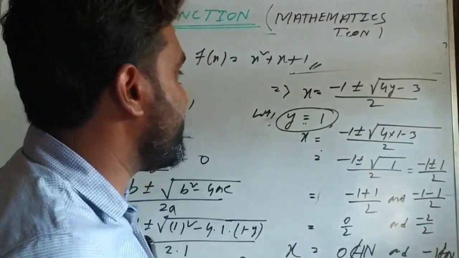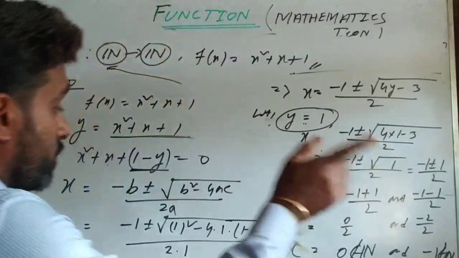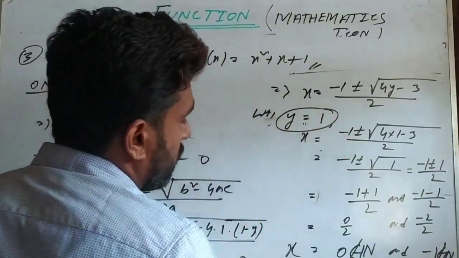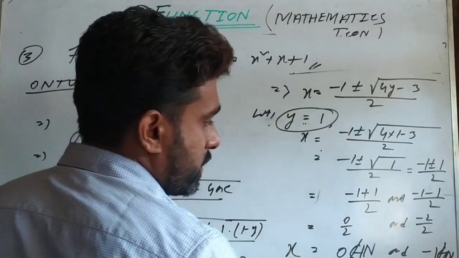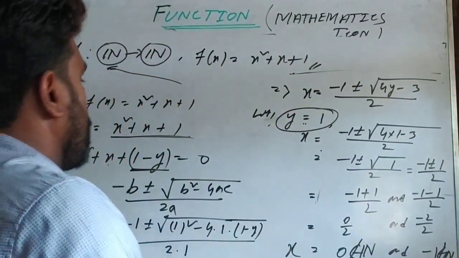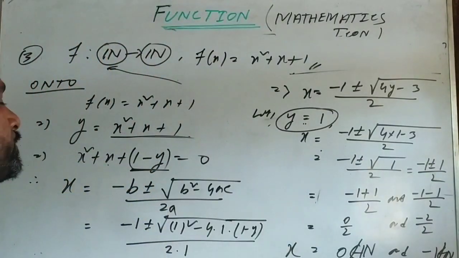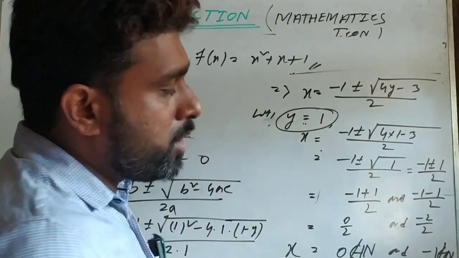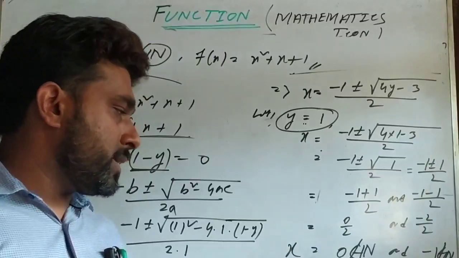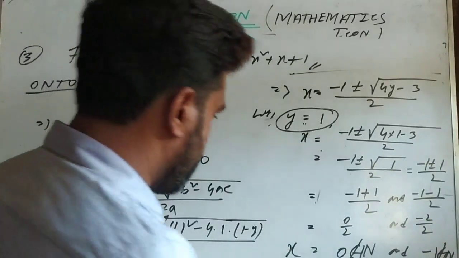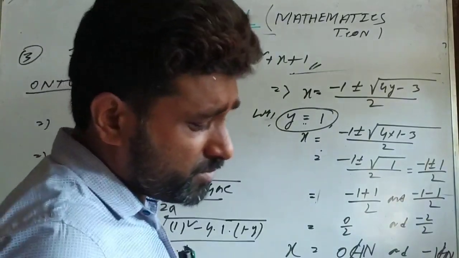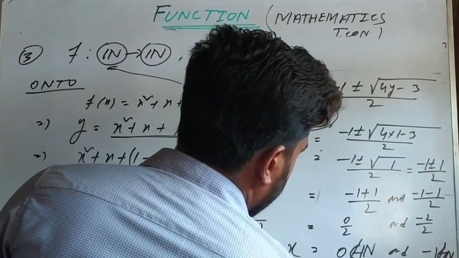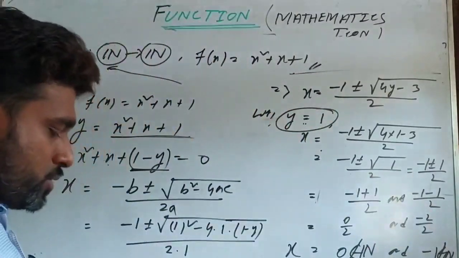So here we can see, you can write for y, here you can see for y equals to 1, the value of x is not coming in the natural number set. So f is not onto here. You have to write the statement here: for y equals to 1, x doesn't belong to the natural numbers. So f is not onto. So f is 1-1, very good, but f is not onto.